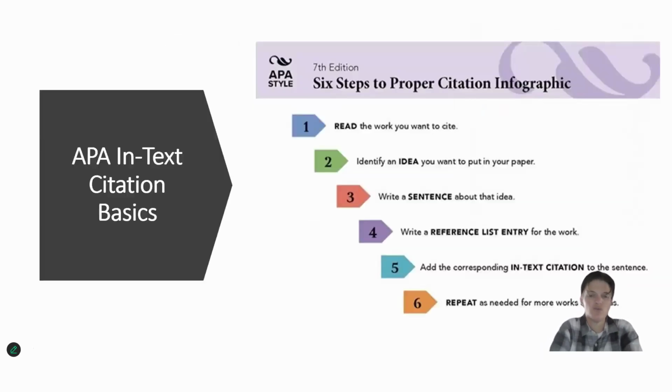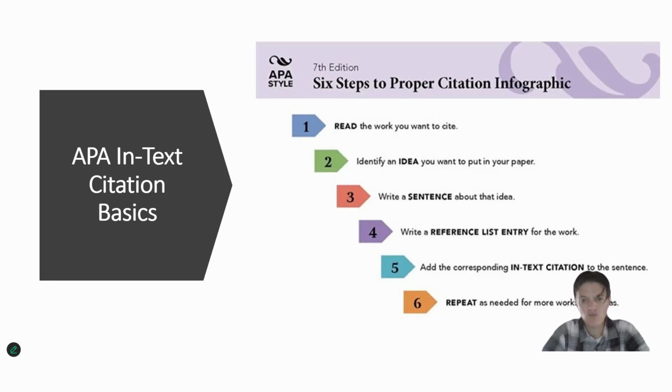I thought this was a really, really helpful graphic that I saw on the APA website. They talk a lot about these steps to proper citation infographics, and I think this is a really helpful six-step infographic process. So you want to read the work that you want to cite, right? So you go through, you read it, you skim it, you find some ideas that you want to put in your paper. That's number two. So let's say you read an article and you identify an idea that you want to put in your paper.